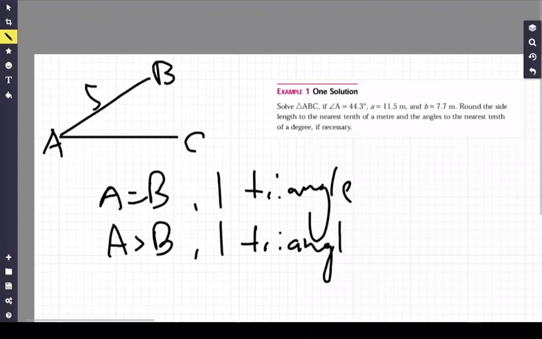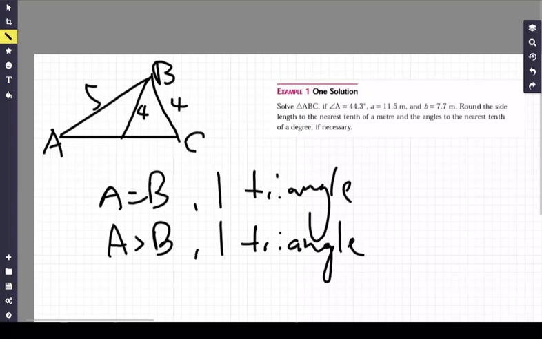However, the ambiguous case comes when we have an A that's smaller than B. So let's say I have 4. I can draw it inward like this, 4. But I could also curl it outward like this, 4. See, this is a triangle that we just created.